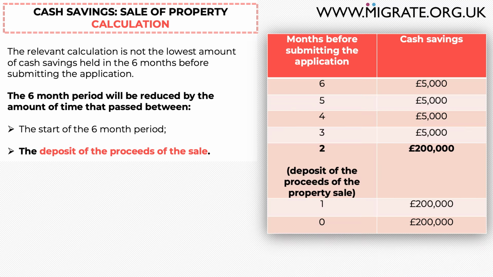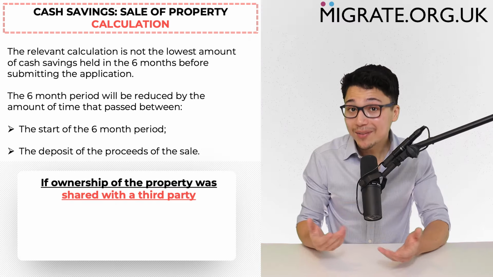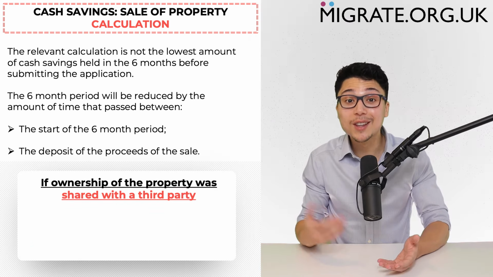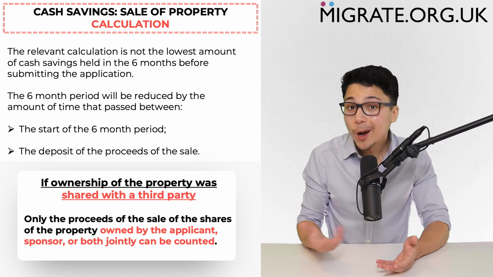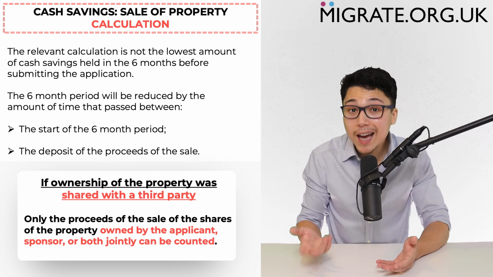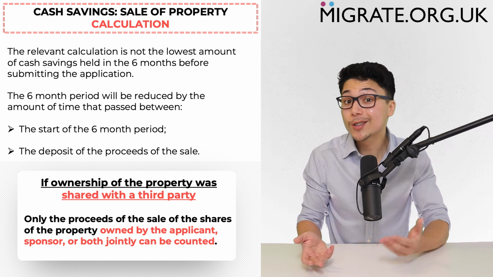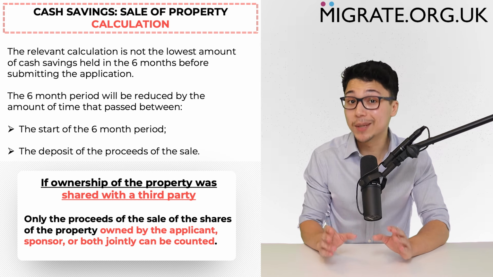So, for example, if the deposit of the proceeds of the property sale was received 2 months before submitting the application, to rely on the cash savings from the sale of property, you will only be required to provide personal bank statements or savings statements that cover the 2 months before submitting the application. If ownership of the property was shared with a third party, i.e. someone other than the applicant and/or sponsor, only the proceeds of the sale of the share of the property owned by the applicant, sponsor, or both jointly can be counted.